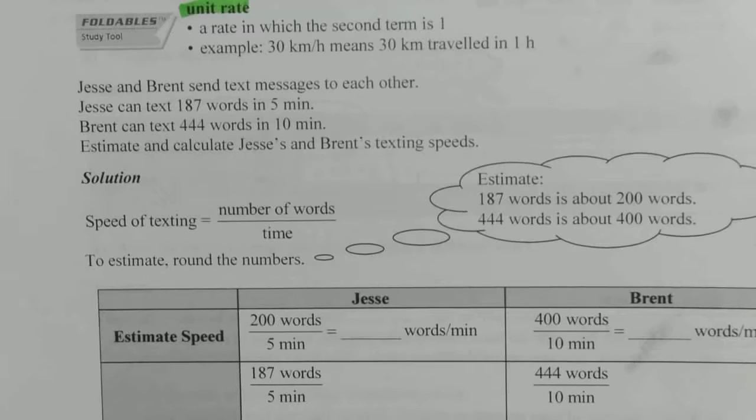So let's have a look here at working example number 1. Jesse and Brent sent text messages to each other. Jesse can text 187 words in 5 minutes. Brent can text 444 words in 10 minutes. Estimate and calculate Jesse's and Brent's texting speeds.